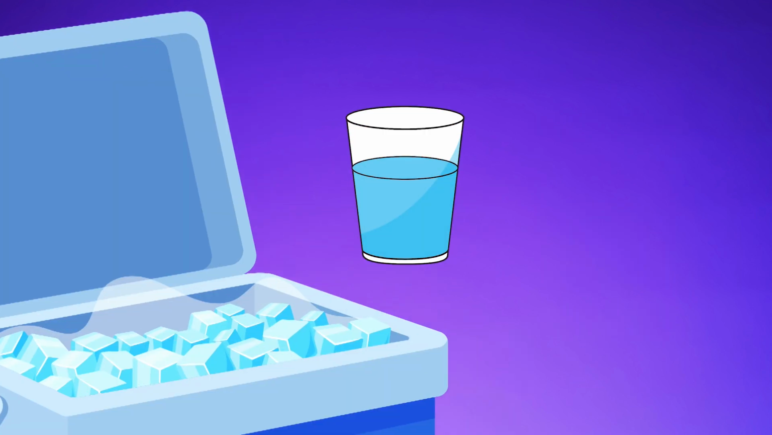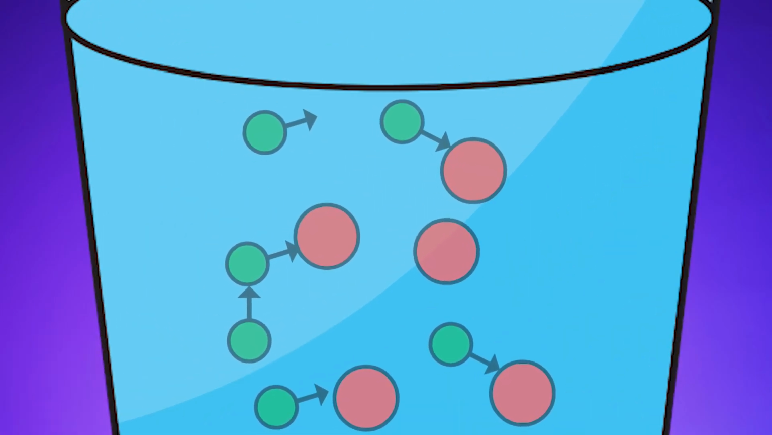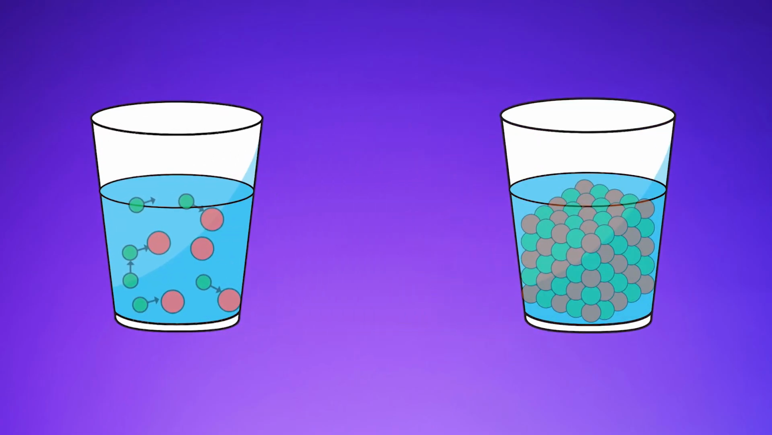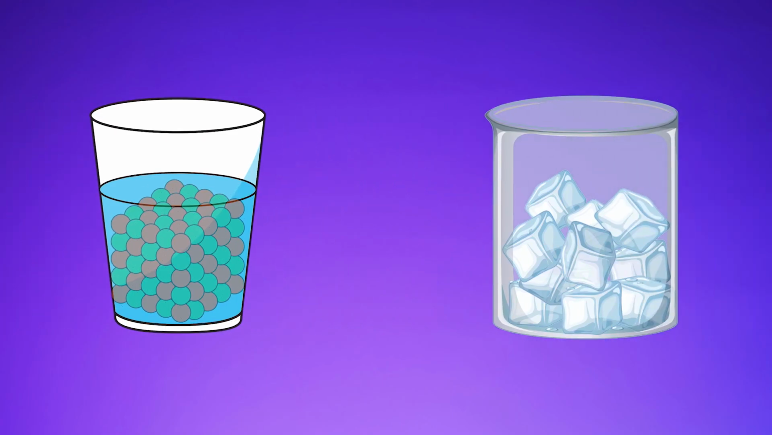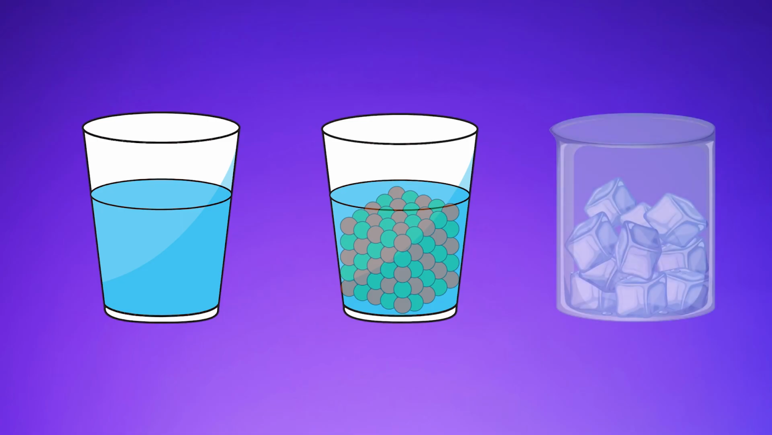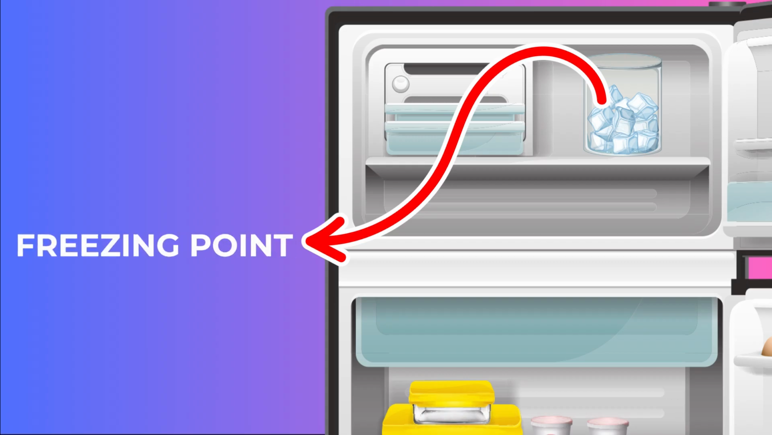If the liquid is cooled again, the liquid particles will move around more and more slowly. Eventually, they are moving so slowly that the forces of attraction between them will hold them in a fixed position, and the particles pack more closely together into a solid. The liquid freezes, forming a solid. The temperature at which this occurs is called the freezing point.